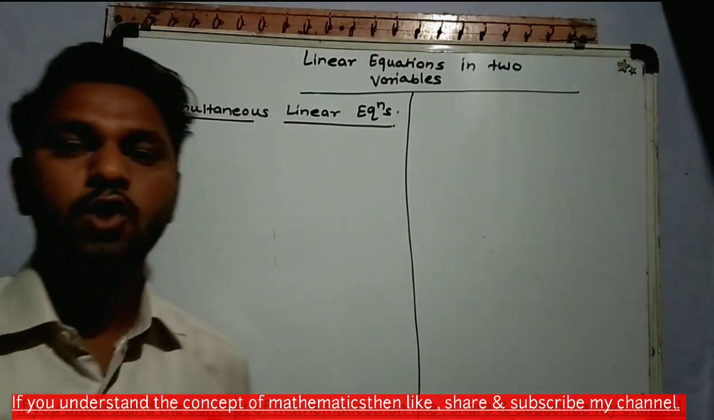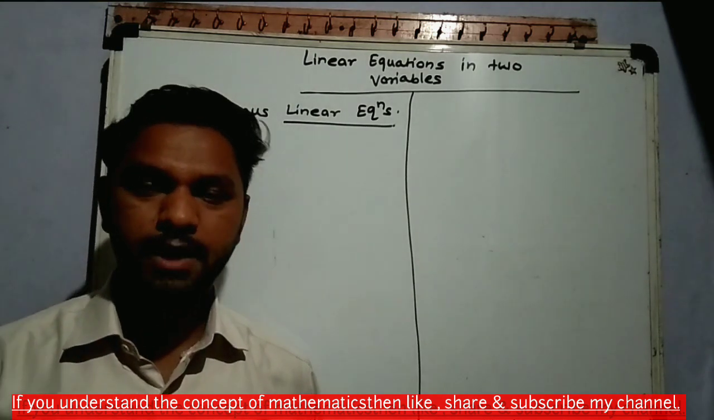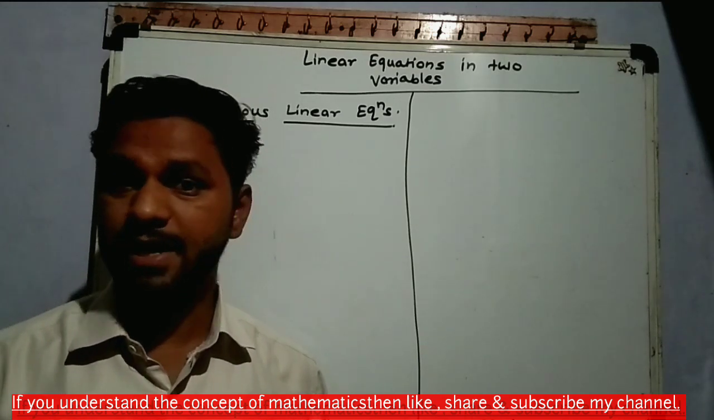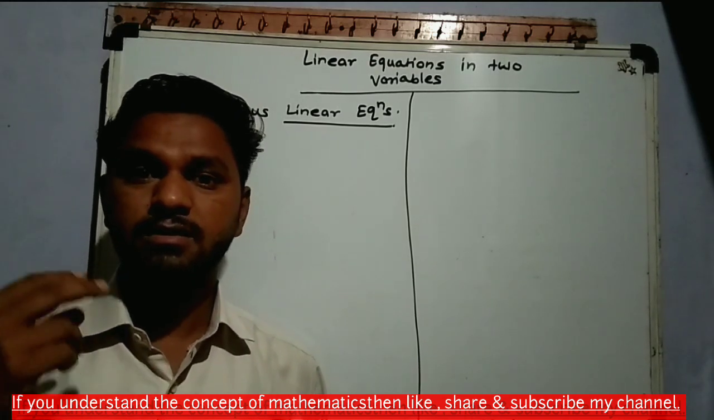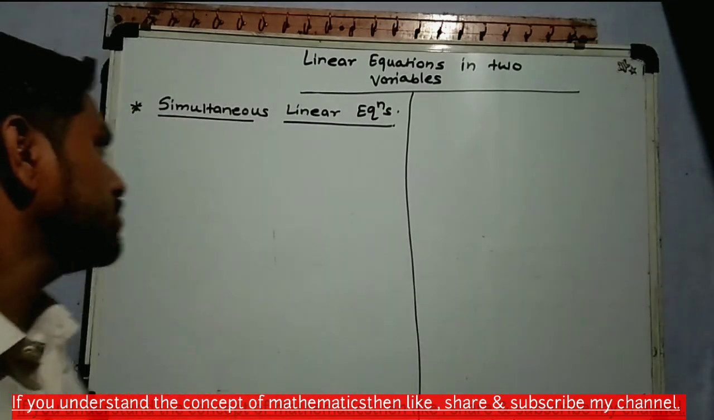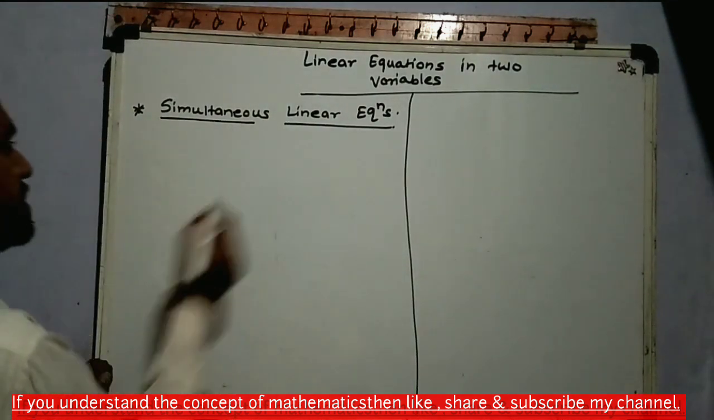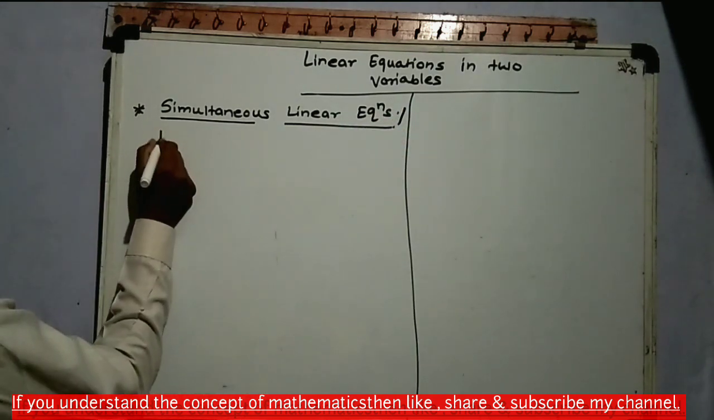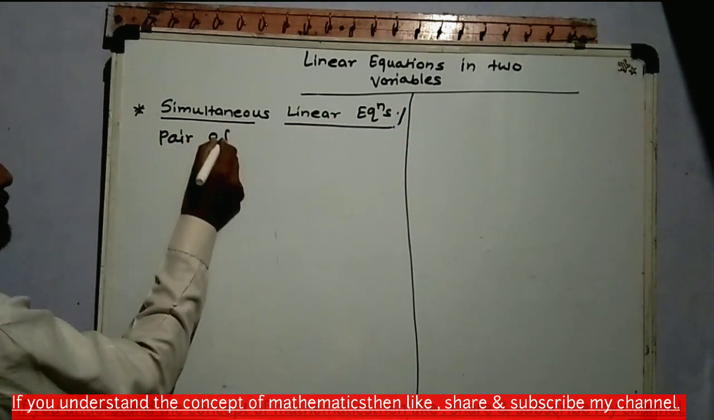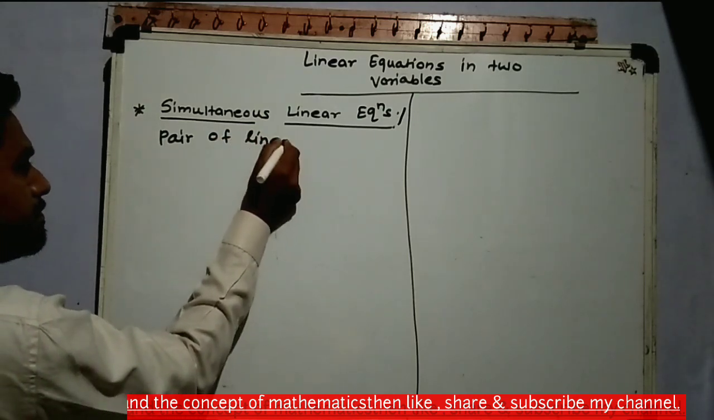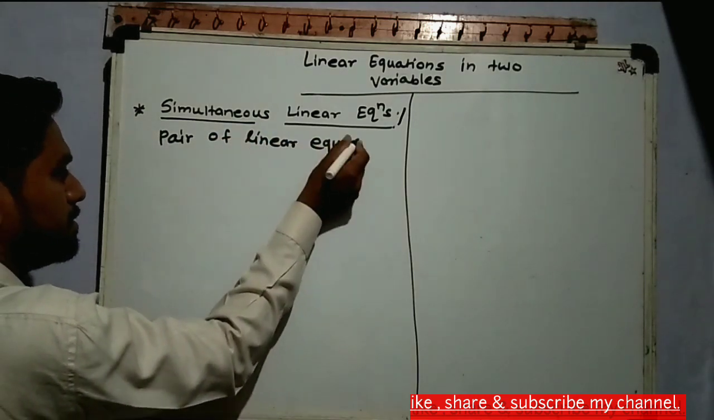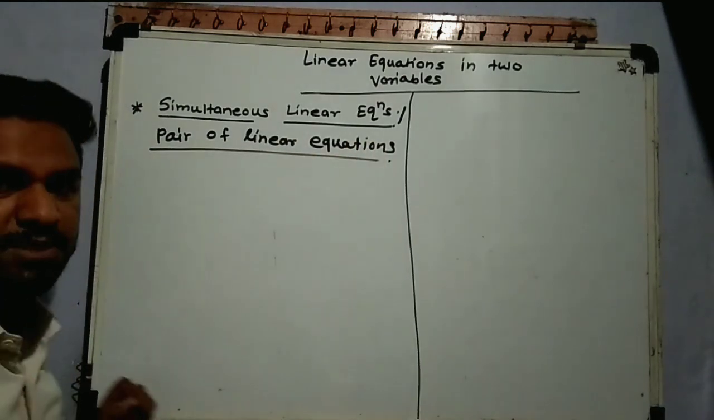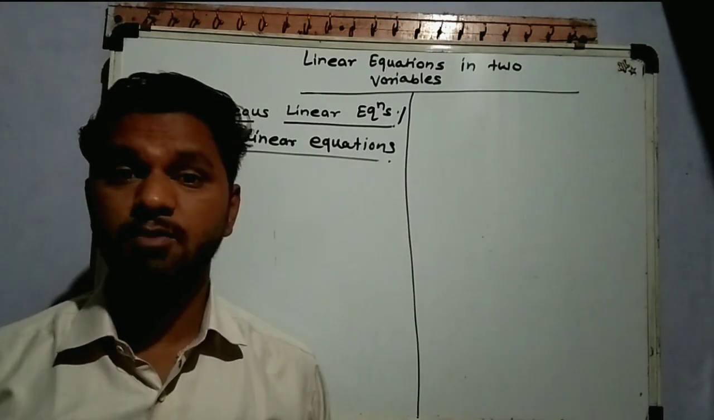simultaneous linear equation. So simultaneous linear equation means what? Pair of linear equation. Pair means what? Two equations, but they are just joint equation, pair of linear equation. Okay, so we also say that simultaneous equation means pair of linear equations. So simultaneous means pair.